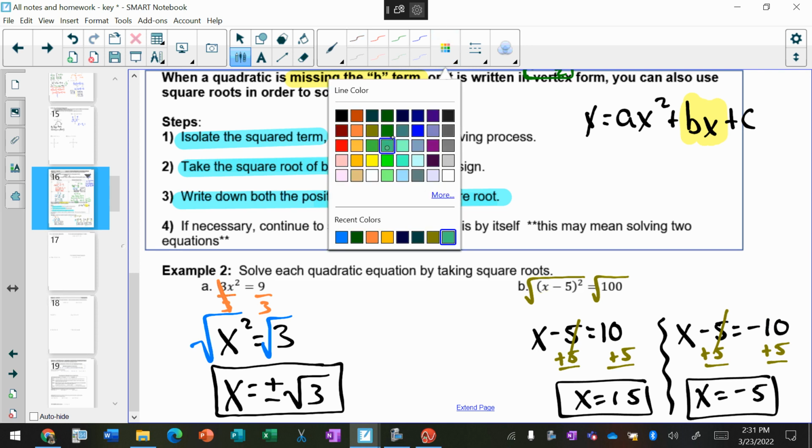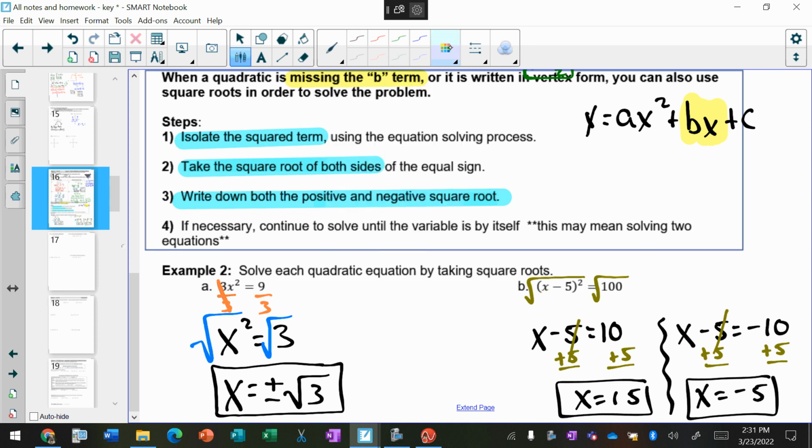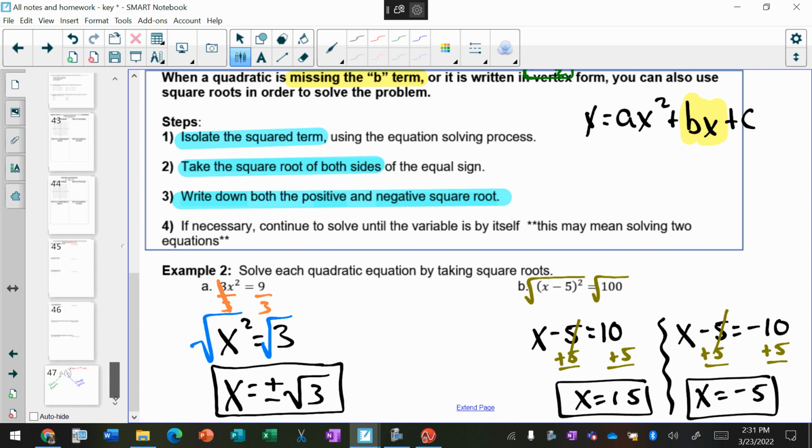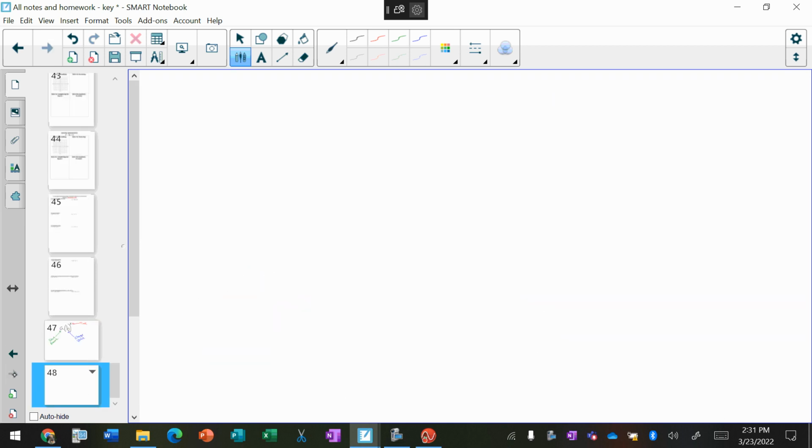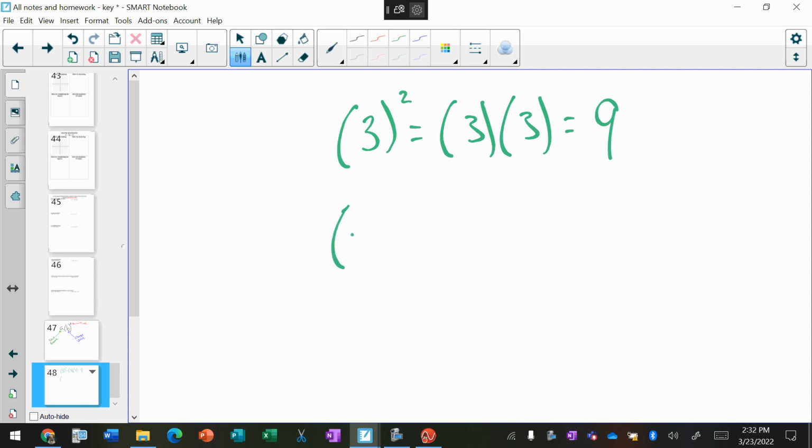If you're a little confused why we need the plus and minus, let me take you down here for a second. When you square a number, that means to multiply a number times itself. If you had to square a negative number, you would multiply that negative number times itself. A negative times a negative turns a positive. Positive times a positive is also positive.